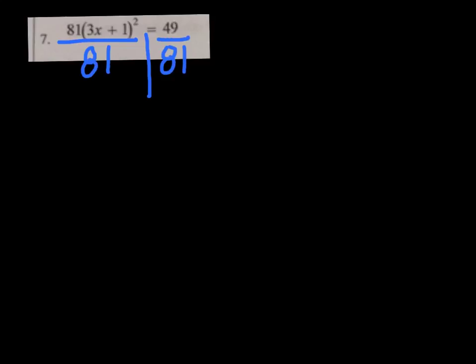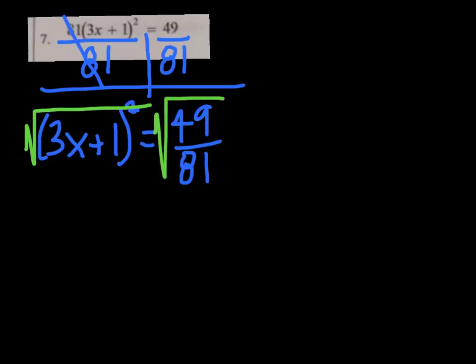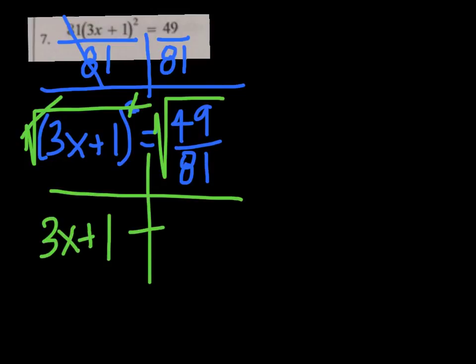The 81s on the left side will cancel out because you have one on top and one on bottom. So you're left with 3x plus 1 squared on the left side, and 49 over 81 on the right side. Now we need to cancel out that square by taking the square root. So take the square root of both sides, and the square root and the square will cancel. So we're left with 3x plus 1 equals the square root of 49 over 81.